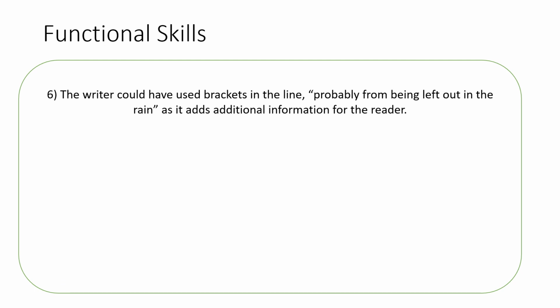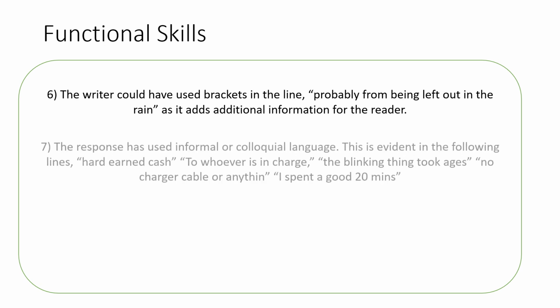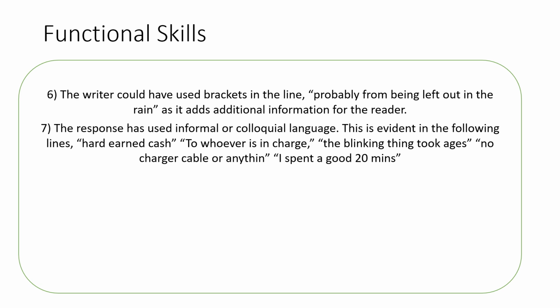So number 6, the writer could have used brackets in the line, probably from being left out in the rain, as it adds additional information for the reader. Number 7, the response has used informal or colloquial language. This is evident in the following lines, hard-earned cash, to whoever is in charge, the blinking thing took ages, no charger or anything, and I spent 20 good mins, which obviously is short for minutes.